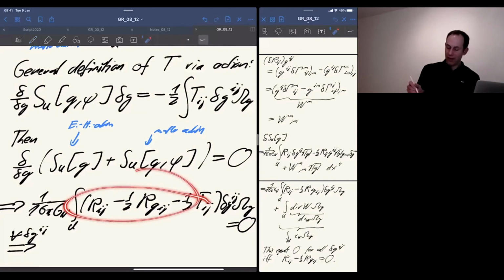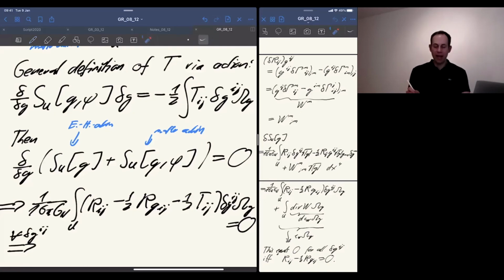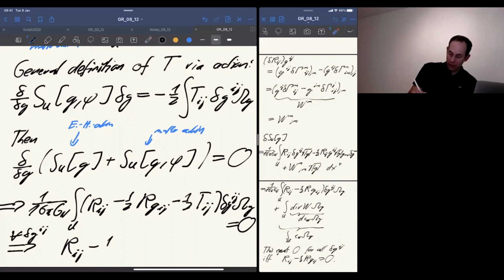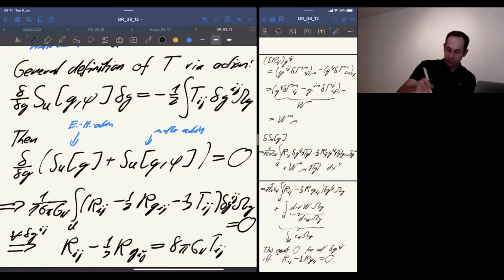And now you see, if I multiply the whole equation with 16 pi G_N, I get exactly the Einstein field equations. Rij minus 1/2 R gij, and of course I can take the T on the other side to make everything look really as we had it before, equal to T gij.